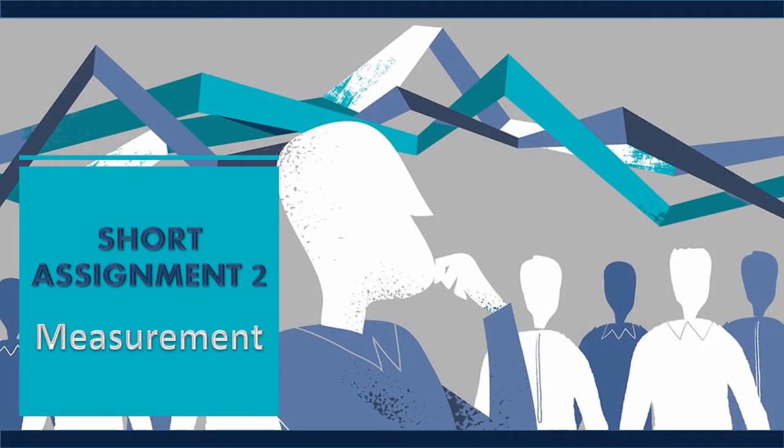This is a quick video introducing you to short assignment number 2. Now that you have a good foundation for creating hypotheses and identifying variables within them from short assignment number 1, you'll need a good way to quantify or measure them. For you to be successful on this assignment, you'll need to do some basic background research on just one variable.